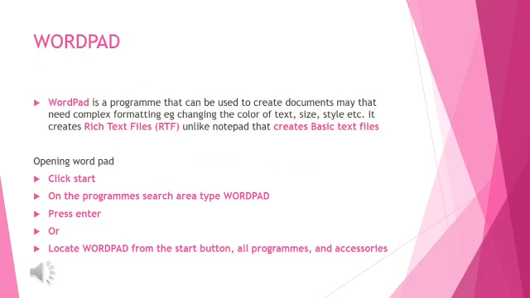The next accessory I want us to briefly look at is an accessory called WordPad. WordPad is a program that can be used to create documents that may need complex formatting. By complex formatting, I mean changing the color, the size, the style, and documents that have those items changed are called rich text files, or RTF, rich text file, unlike Notepad that creates basic text files. So in WordPad we make documents that can get color, size and formatting, whereas in Notepad that we have discussed, you make very basic files.